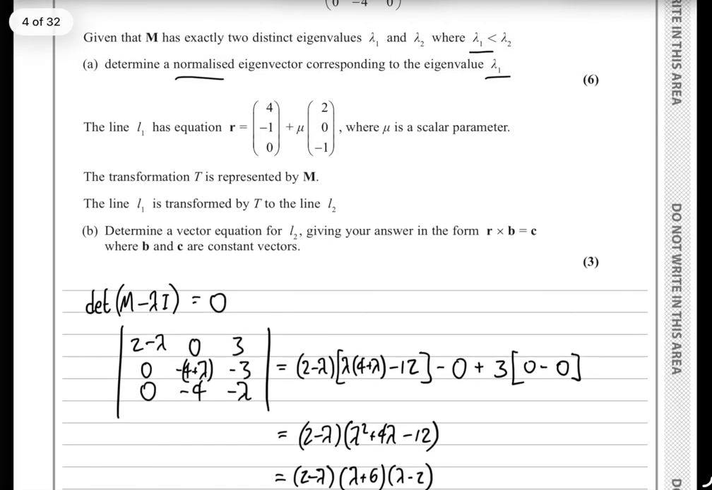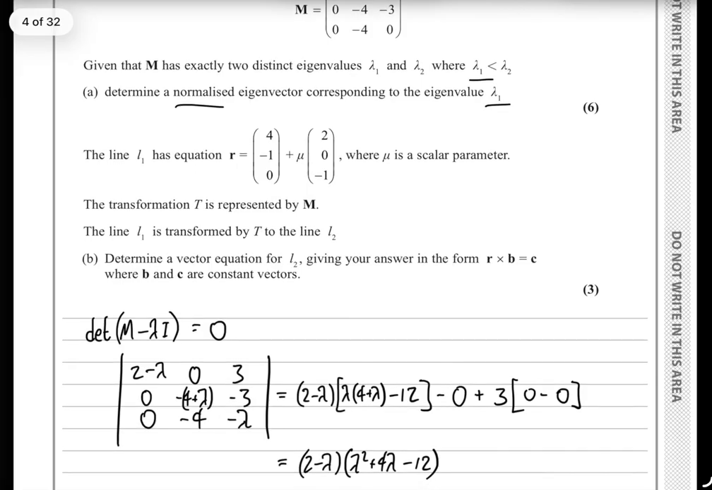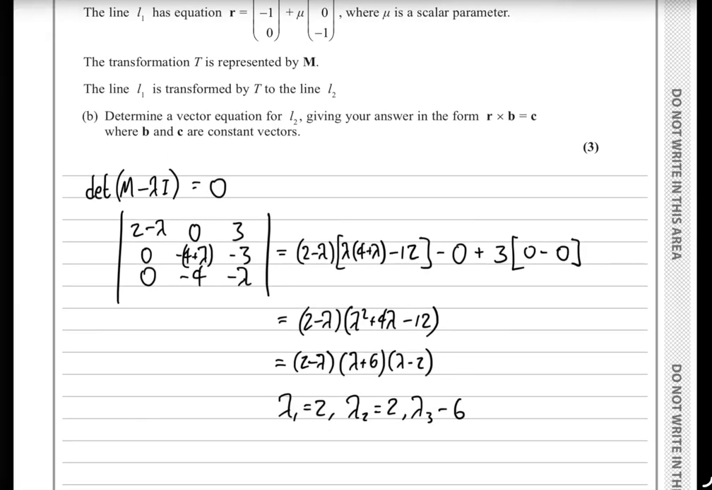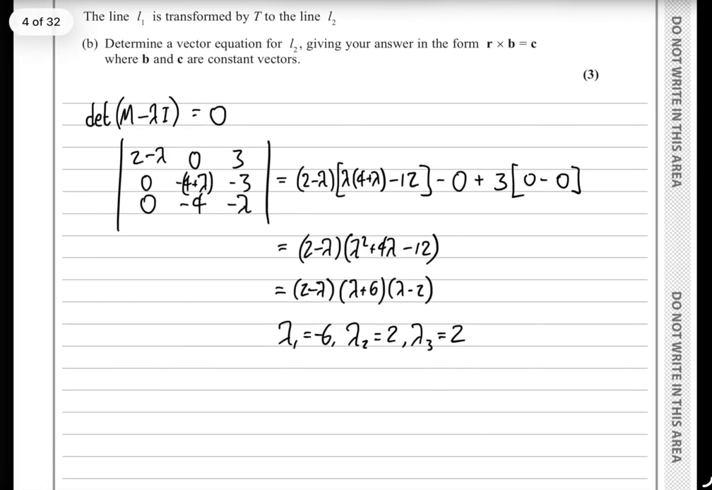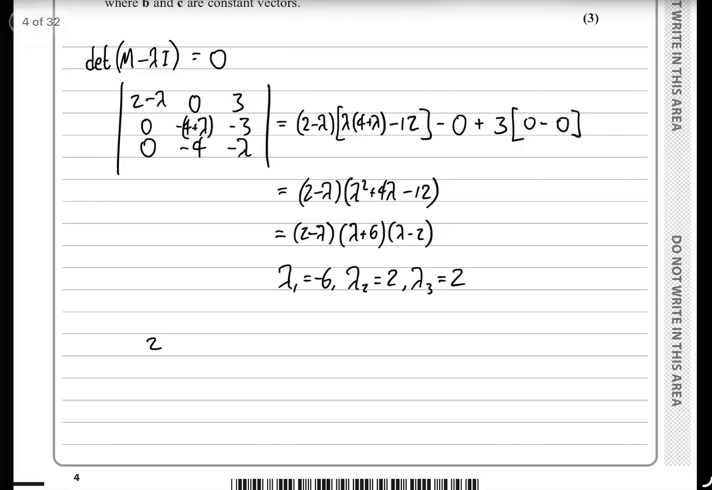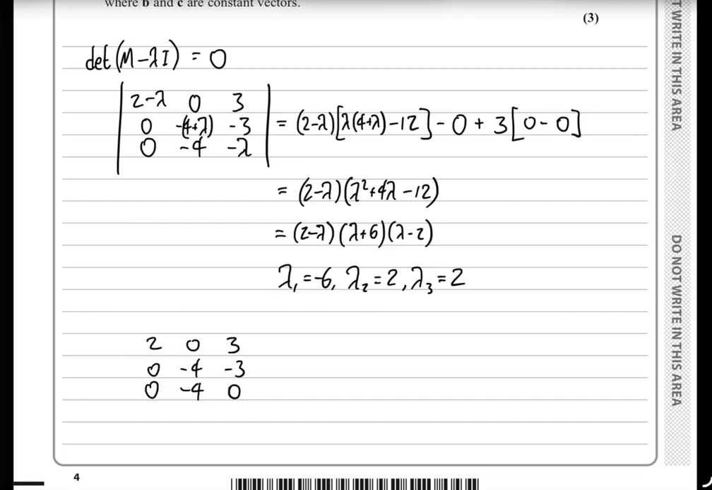Oh no, let me be careful here. They've said lambda 1 is less than lambda 2, so that's the equal sign there anyway, but that should be a 2, and this one is the lower value, minus 6. So I've got the three eigenvalues. Now we need a normalized eigenvector corresponding to the eigenvalue minus 6. So we've got 2, 0, 3, 0, minus 4, minus 3, 0, minus 4, and 0. And the whole idea of an eigenvalue is that the vector is equal to the eigenvalue times that same vector.